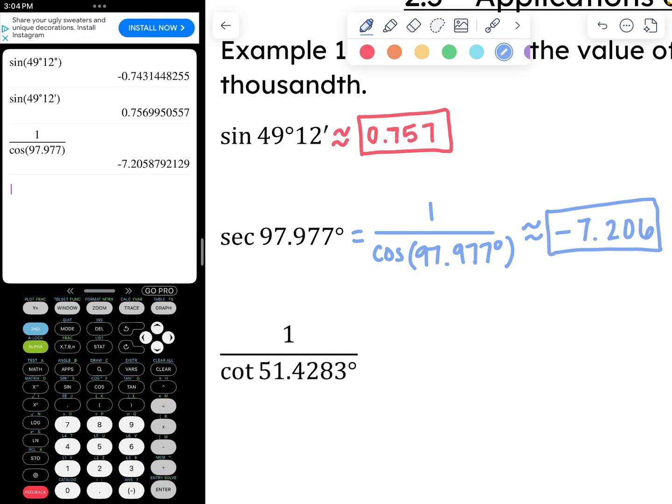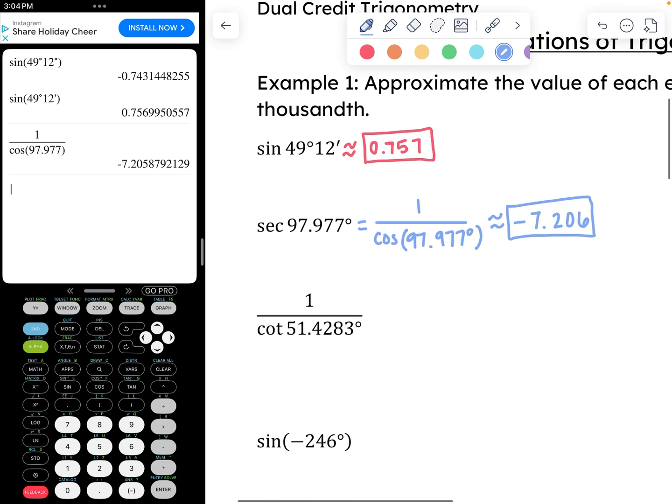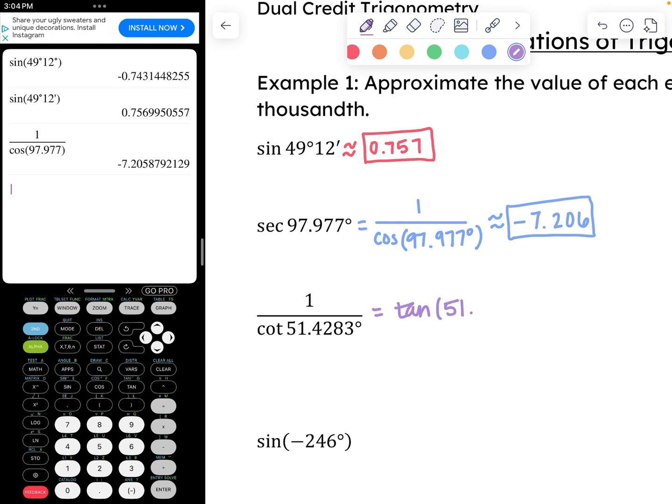Okay, the next one we have cotangent, and it's actually 1 over cotangent, so it's already in the reciprocal form. We don't have a cotangent button, so we're going to flip it to a tangent so that we can plug it into our calculator. So it's going to be the tangent of 51.4283 degrees. And when I plug that in, the tangent of 51.4283, that is going to round to about 1.254. Make sure you are rounding correctly.